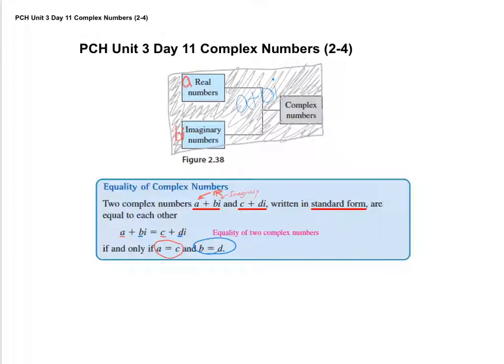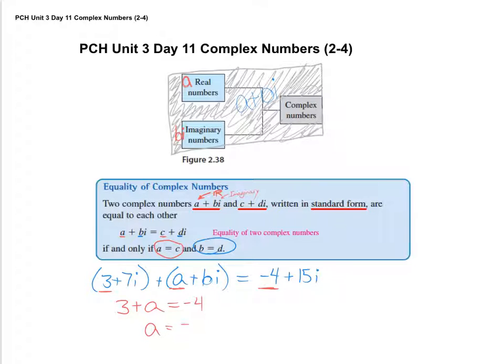This is really useful. For example, if you had a complex number like 3 plus 7i, and you wanted to add to it some other complex number to get, say, negative 4 plus 15i. Your goal was to get that new complex number. Well, you could find this by using this same property. Okay? The real parts, the 3 and the a, have to add up to the real part of our solution. So I would know that 3 plus a has to equal negative 4. Therefore, a has to be negative 7. Okay?